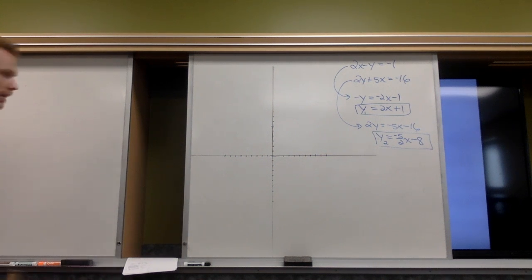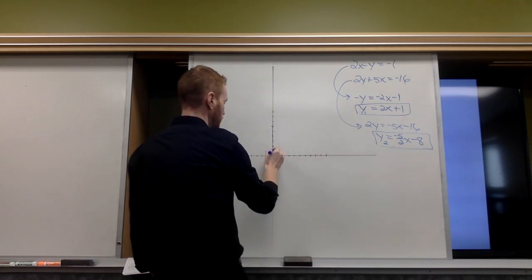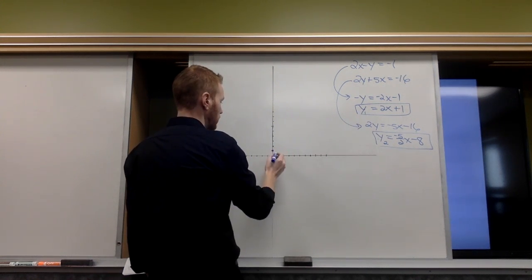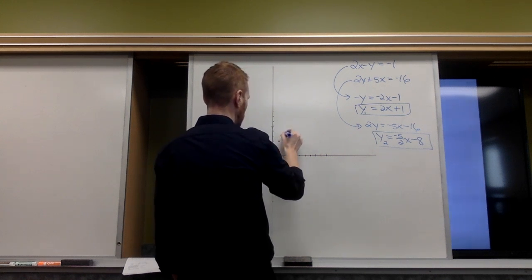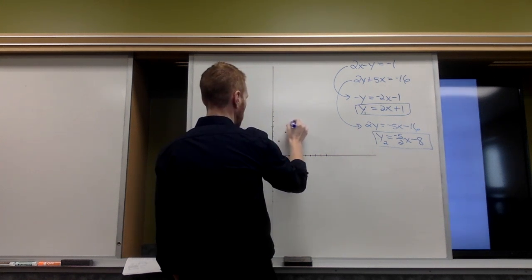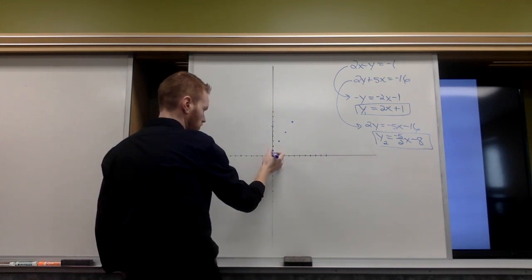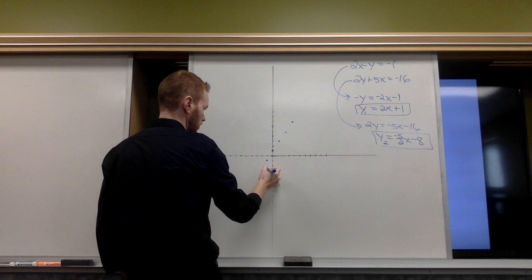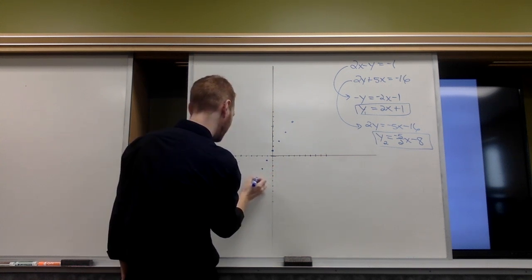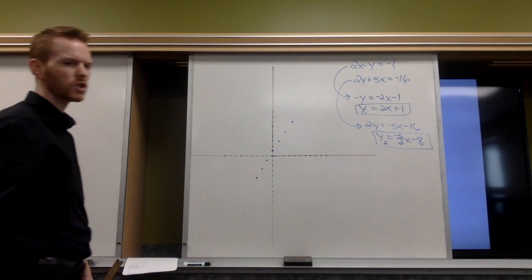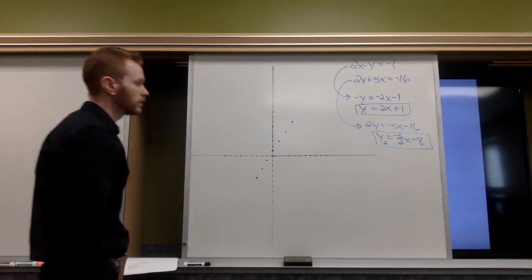I have my equations. Now I'm going to go ahead and plot some points here. So this one starts at 1. And then I'm going to go up 2 over 1. Up 2 again over 1. Up 2 again over 1. I'll stop there. And then I'll go the other direction. So down 2 over 1. Down 2 over 1. There we go. And I'm not going to draw the line yet. Not yet. Okay, next one.